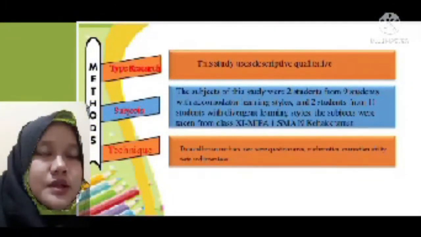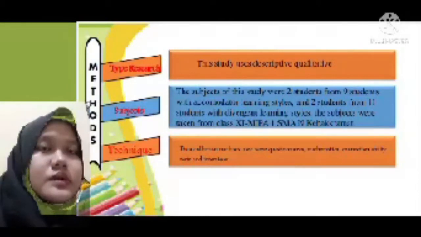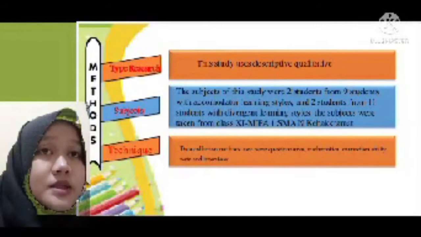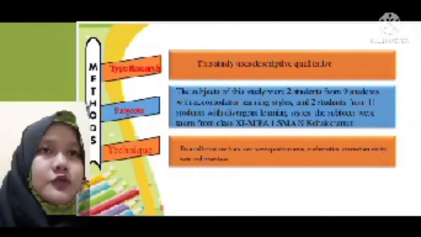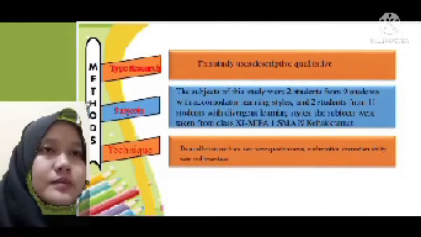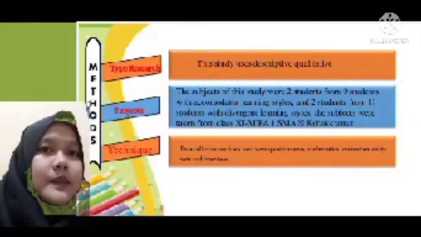This type of research is descriptive qualitative. This research is limited to trigonometry material. The subjects of the study were 2 students from 9 students with accommodator learning style and 2 students from 11 students with diverger learning style. Subjects were taken from class 11 MIPA 1 SMA N Kebakkramat, taken by purposive sampling. Then snowball sampling was carried out. Data collection methods used were a questionnaire, a mathematical connection ability test, and interviews.